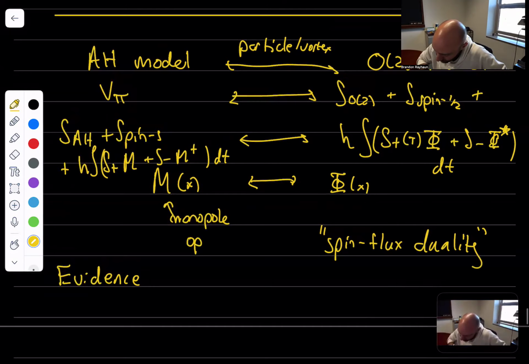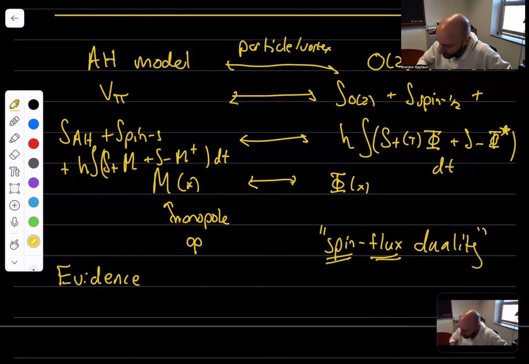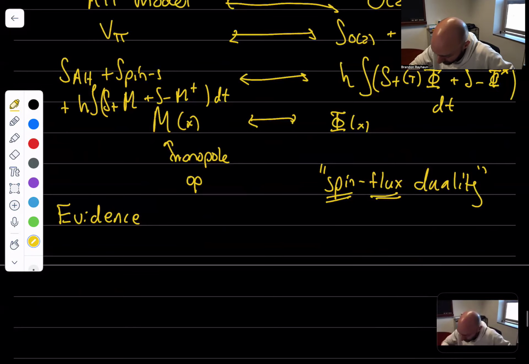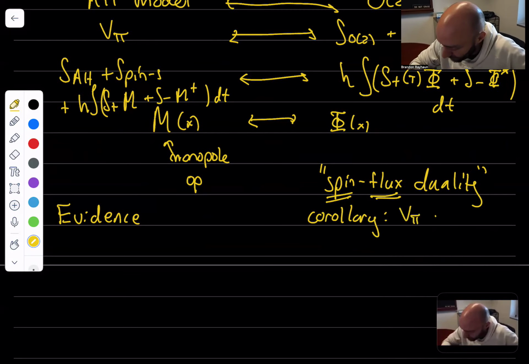So the flux side is the abelian Higgs side where you have the vortex line, and the spin side is the spin impurity side of the O2 model. And in particular, a corollary is that this pi flux vortex line is actually conformal in the IR.